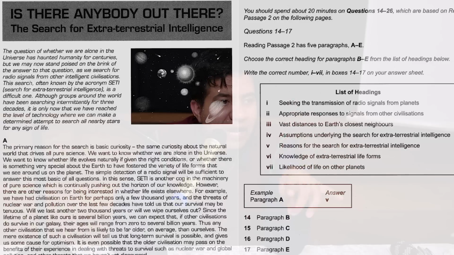You can see questions 14 to 17, and one example is given: Paragraph A and heading number 5. First of all, you should cross heading number 5 from the list so that it doesn't bother you. Just put a full cross on heading number 5.